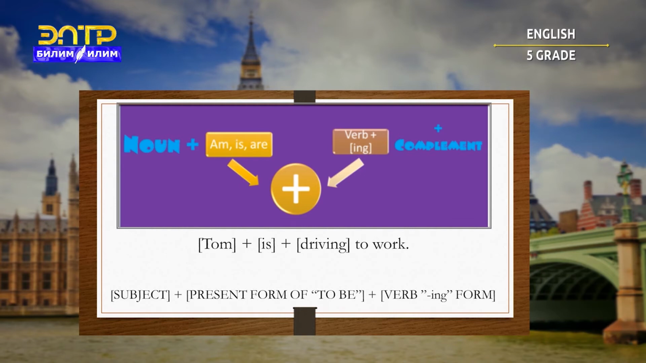The present continuous is formed by using verb to be, that is, am, is, and are, plus verb ing. For example, Tom is driving to work. Subject plus present form of to be plus verb ing form. Here, we're using the present continuous to describe things happening now or actions in progress.